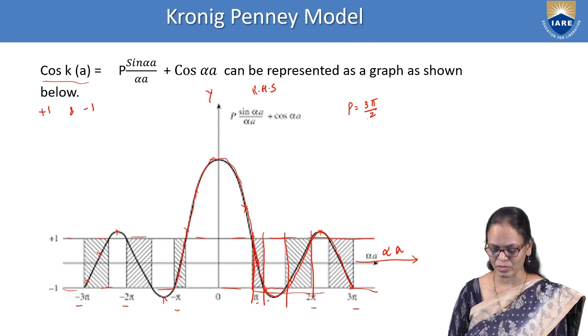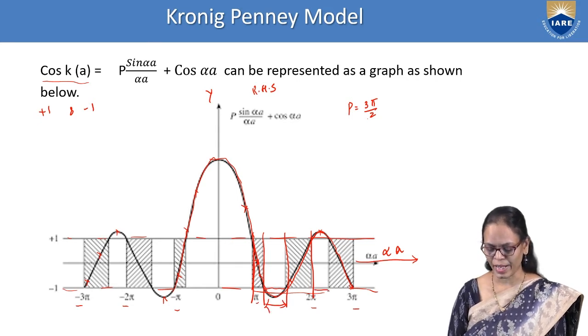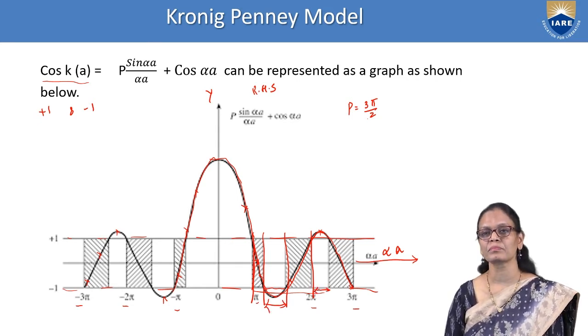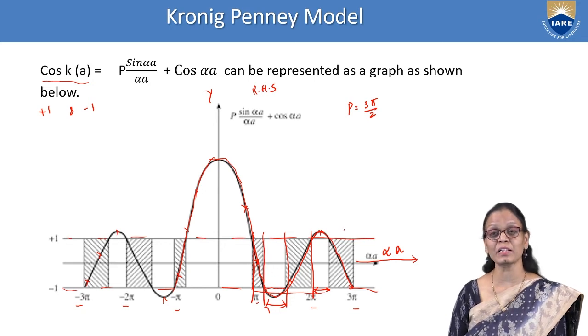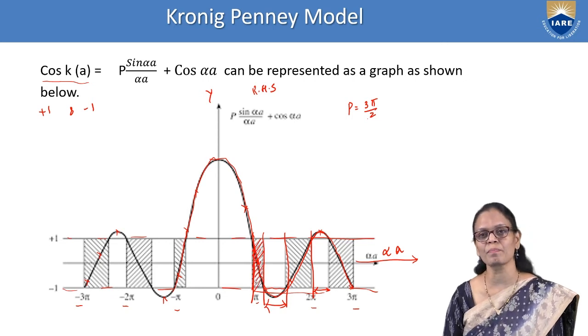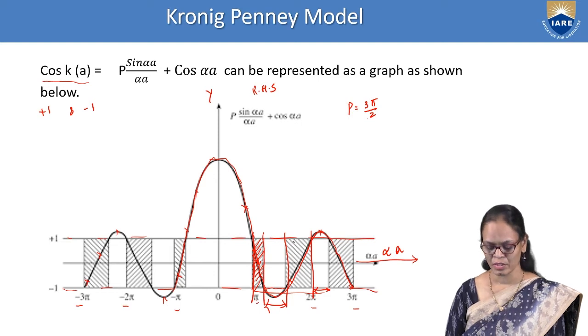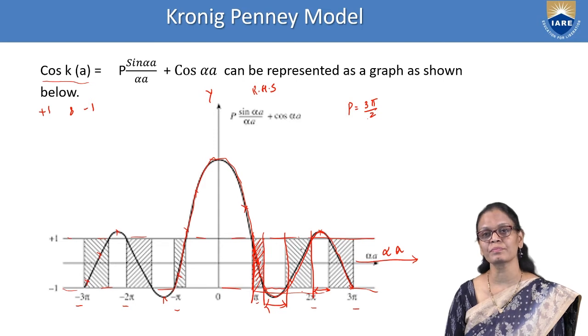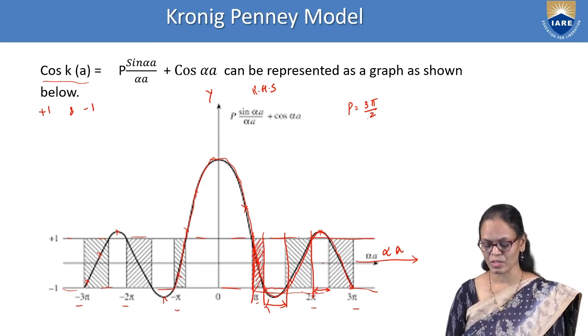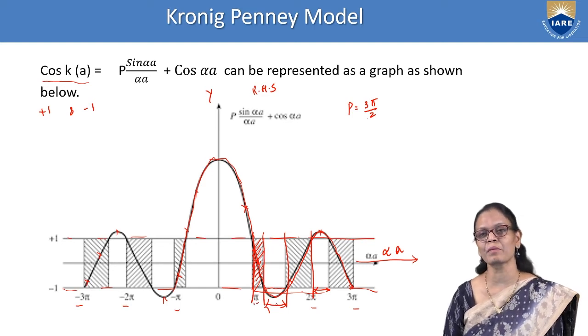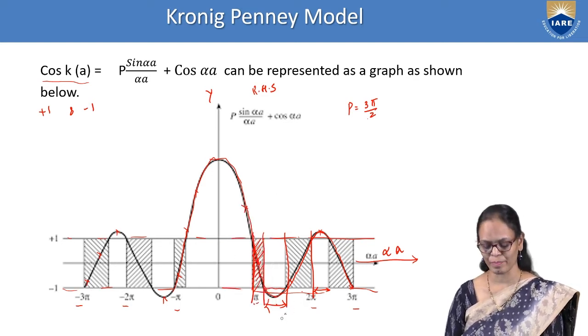So this region is not allowed. This region is not allowed. If this is allowed, again this is not allowed. Are you able to understand? By putting the limitations, what are we getting? These shaded regions, which lie between +1 and -1, are allowed bands. And for this curve, this region between +1 and -1 is allowed, and this is also allowed. So what we are getting here is allowed bands separated by gaps or forbidden gaps.